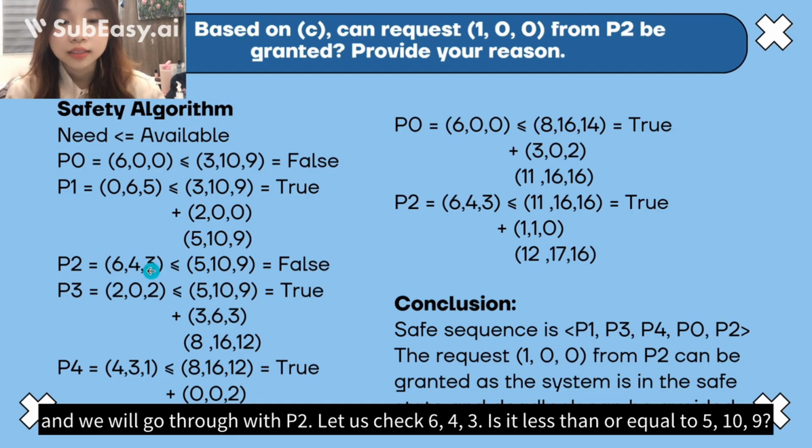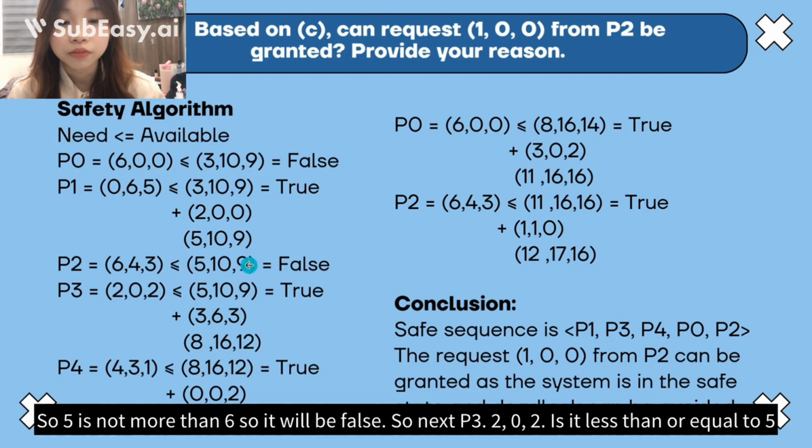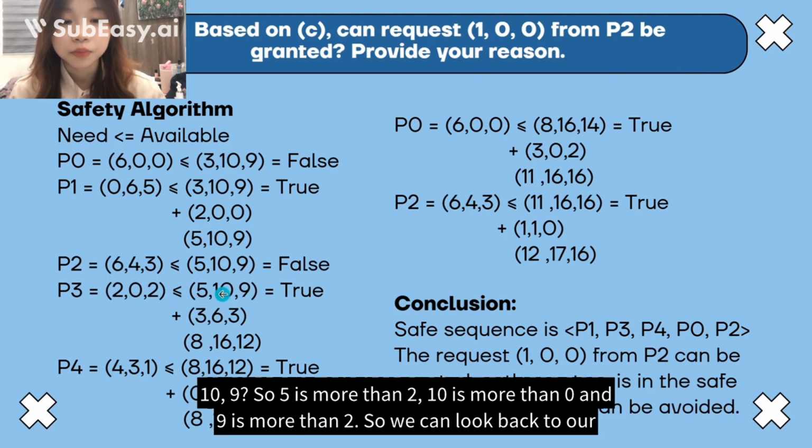Let us check 6, 4, 3. Is it less than or equal to 5, 10, 9? So 5 is not more than 6, so it will be false. So next, P3. 2, 0, 2. Is it less than or equal to 5, 10, 9? So 5 is more than 2, 10 is more than 0, and 9 is more than 2.